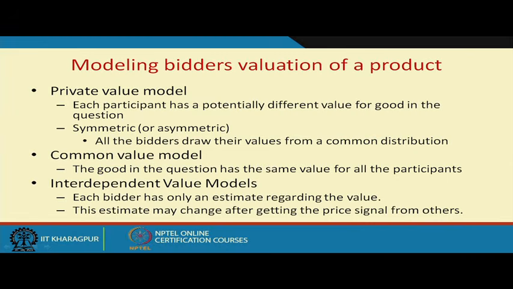But in the case that I was considering earlier, with myself and that rich fellow, we have asymmetric valuations. So, the model can be for symmetric or asymmetric valuation. The next one is the common value model. In the case of the common value model, the good in question which is getting sold using an auction has the same valuation for everyone.